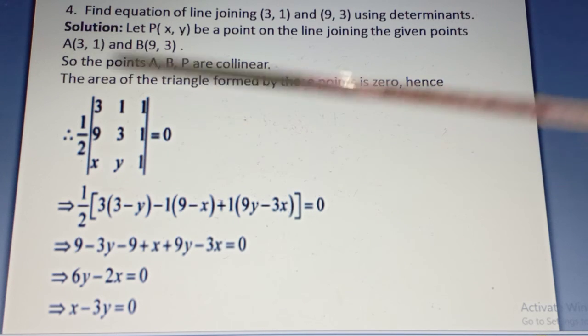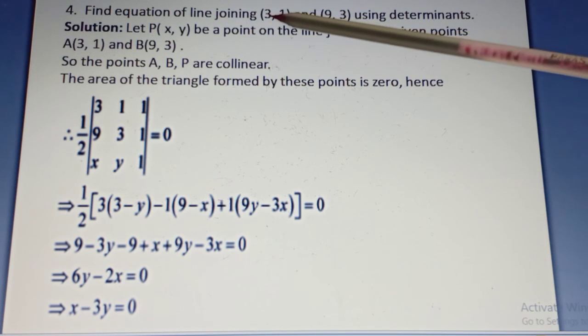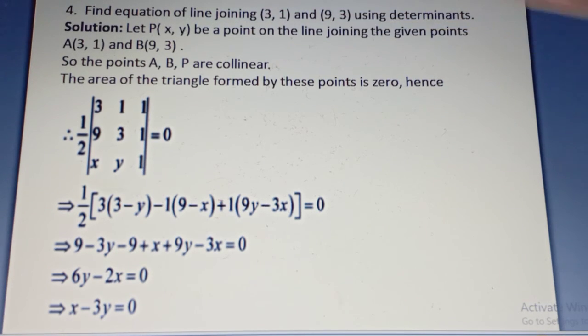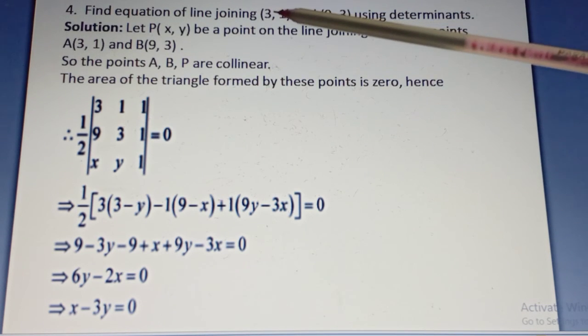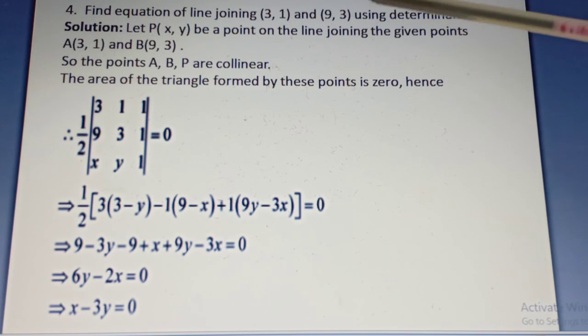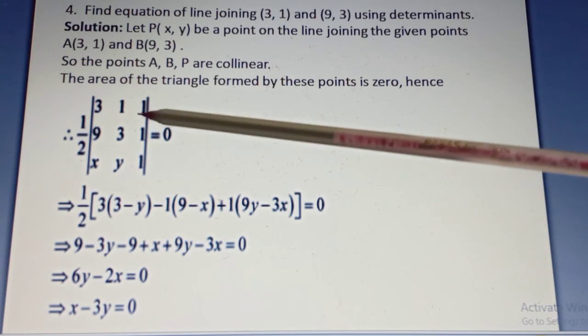Half is the factor. x1 is 3, x2 is 9, and x3 is x, so 3, 9, x. y1 is 1, y2 is 3, and y3 is y, so 1, 3, y. And then 1, 1, 1.